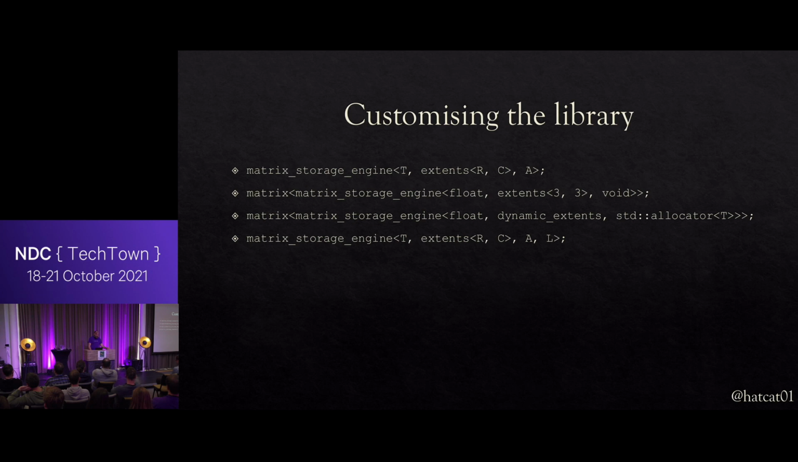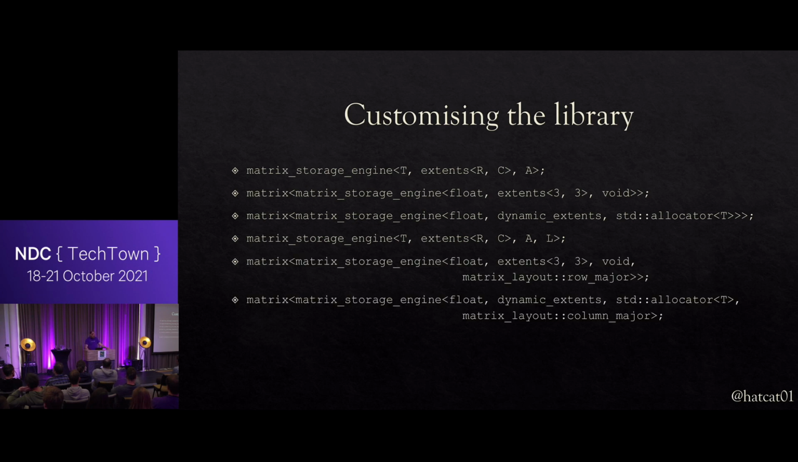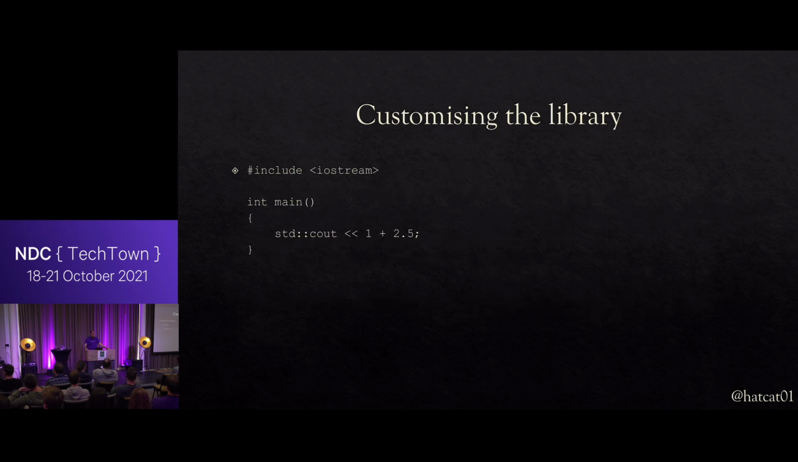P0009 comes to the rescue again with the matrix layouts type, row major and column major. So it's getting bigger. On to the next problem. Right, customizing the library. This is a simple enough piece of code. What would you expect to see on the standard output?